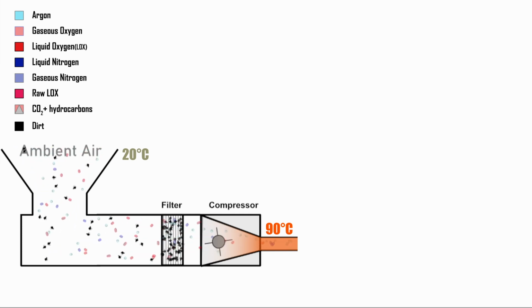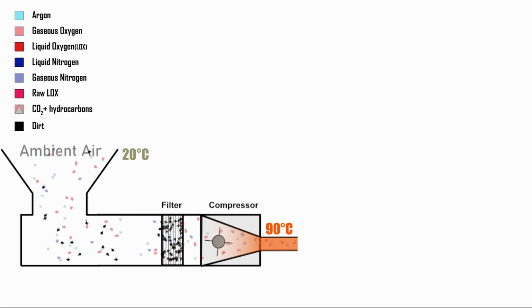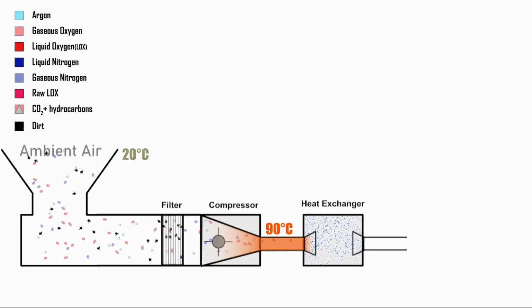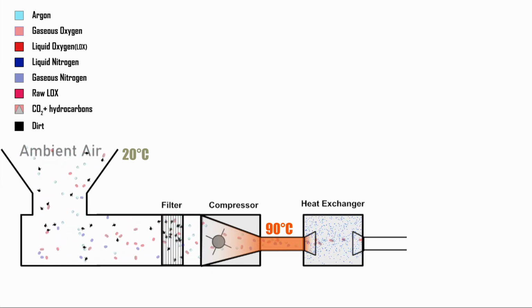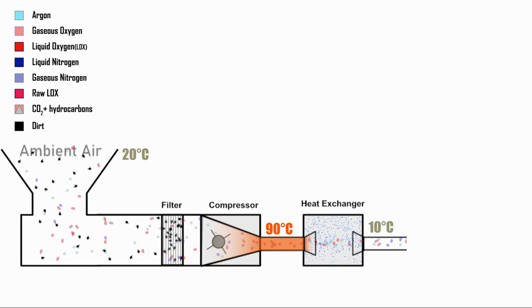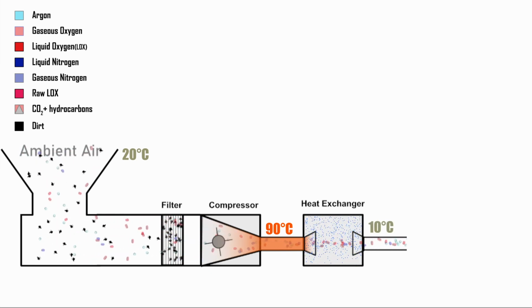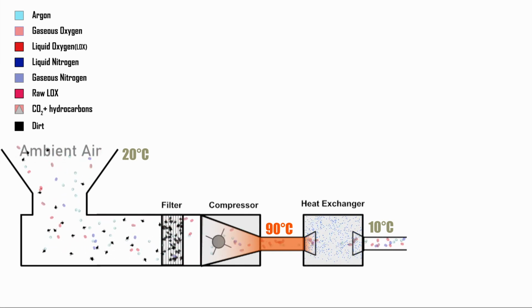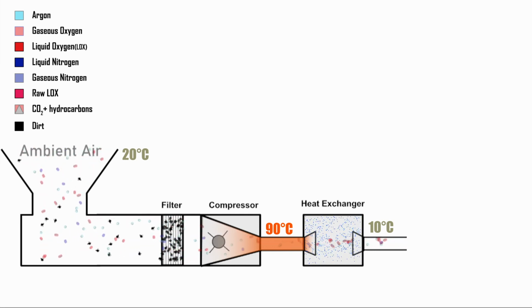about 90 degrees Celsius. This high-pressure hot air is then passed through a heat exchanger, which is cooled by cold water directly interacting with the air. The temperature of the air drops to 10 degrees Celsius while the pressure only drops a little. Now we have high-pressure air that's a little bit below ambient temperature.